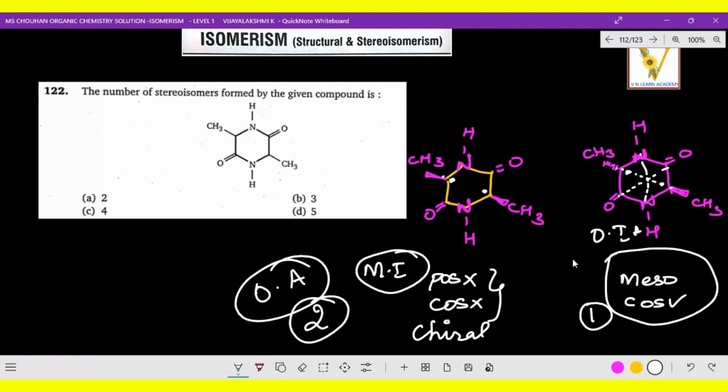Hope you got the clarity. So meso is optically inactive, remember, meso is optically inactive, and this is optically active. Why? POS CO is absent, chiral and non-superimposable mirror image, so 100% it is optically active. So totally 2 plus 1, 3 stereoisomers are possible. So how many stereoisomers are possible? That is 3 stereoisomers. Hope you got the clarity. Come on, let's go to the next question.